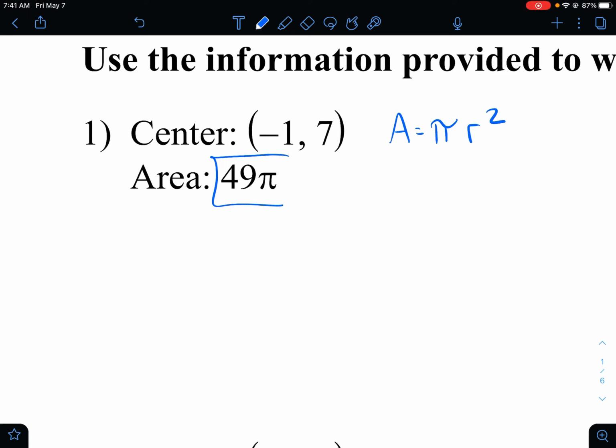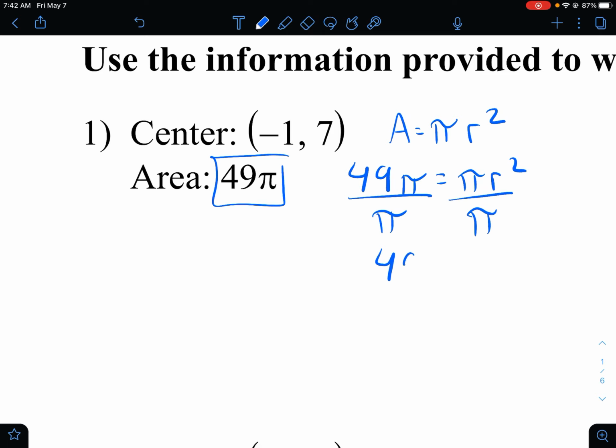So we're going to put this in for area. We get 49 pi equals pi r squared. Then we can divide both sides by pi, and we get 49 equals r squared. Take the square root. Usually you have to do plus minus, but you can't have a negative radius, so in this case we don't have to do plus minus. We get that our radius is 7.